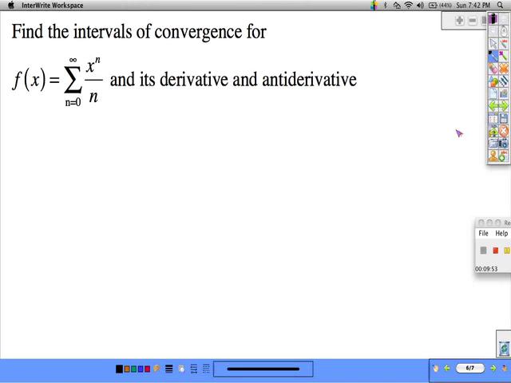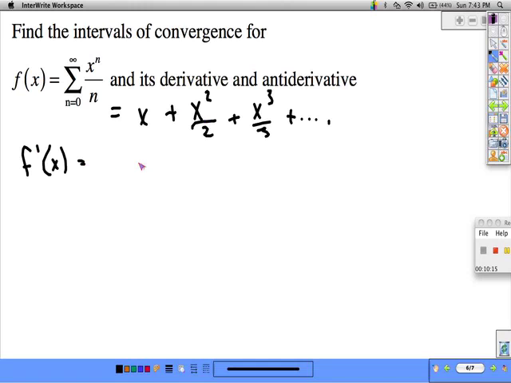So looking at the terms for this, we have x plus x squared over 2, x cubed over 3, and so on. Its derivative would be 1 plus x plus x squared plus so on and so on. This can be written in summation notation as x to the n minus 1.